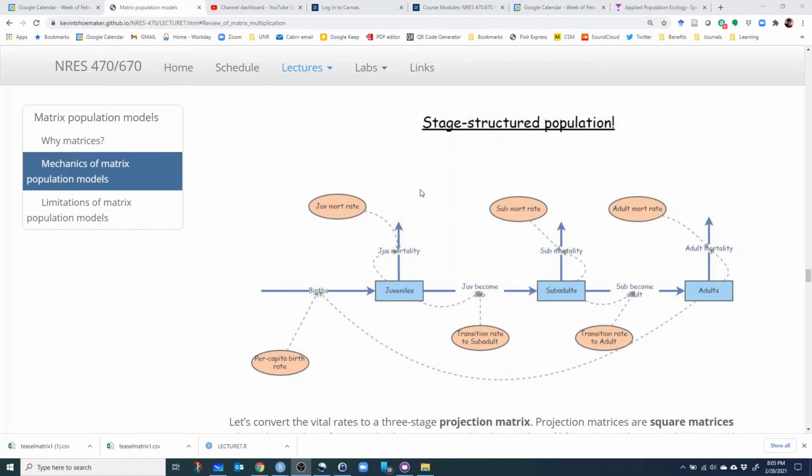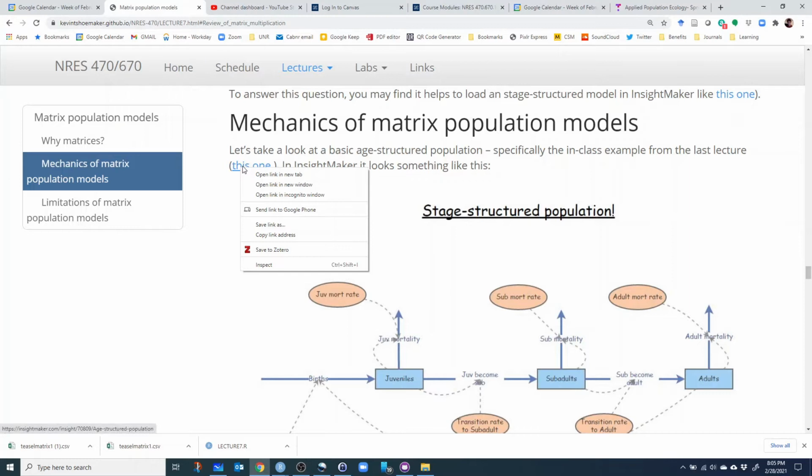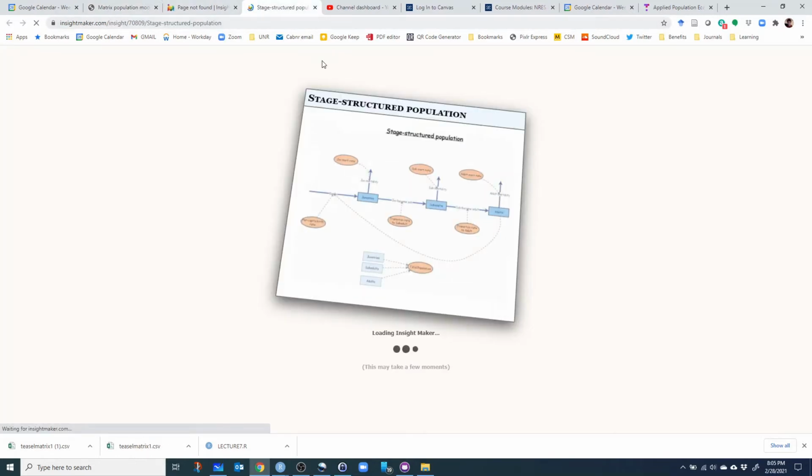So what I'd like to do is to first start with this stage structured population model in InsightMaker. This is the same model that we looked at in the age-structured population lecture. And let's just clone it and open this model up here.